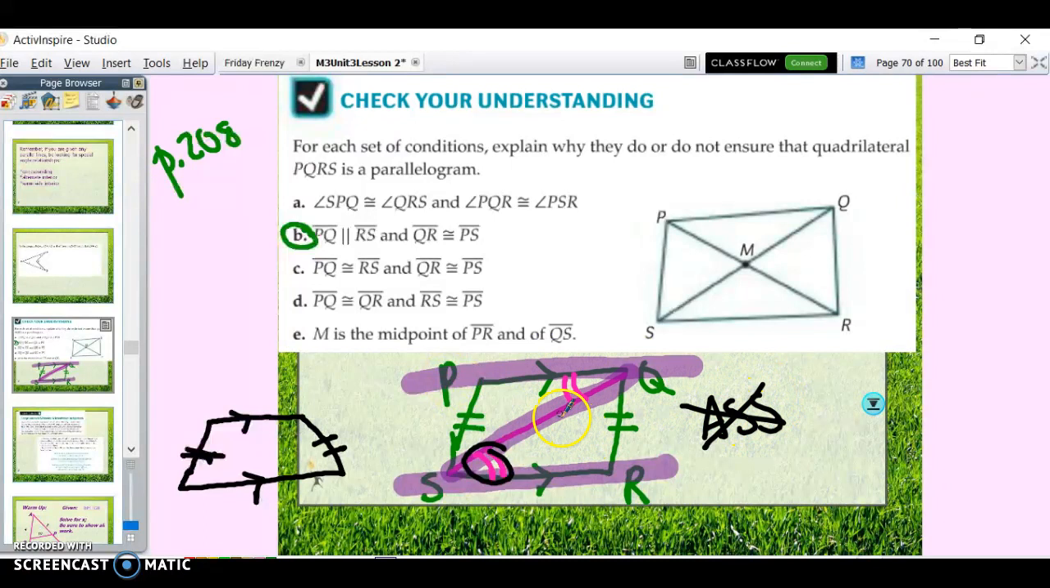I was stuck. So this counterexample shows that just because one pair is parallel and the other pair is congruent, it does not guarantee or ensure that it's a parallelogram. So the answer to B here, after all of that, is false.